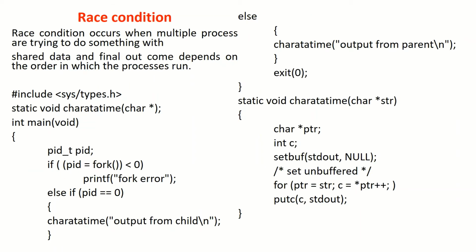Here we discuss race conditions. A race condition occurs when multiple processes are trying to do something with shared data and the final outcome depends on the order in which the processes run.